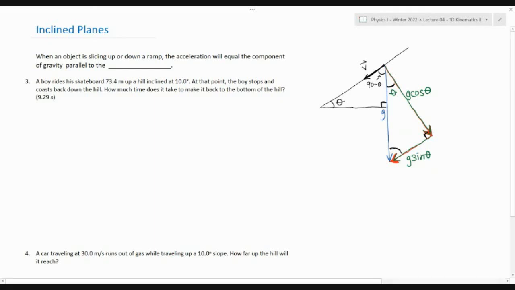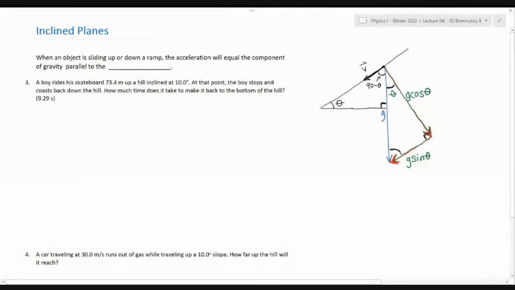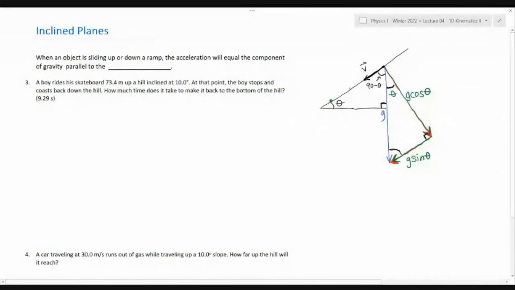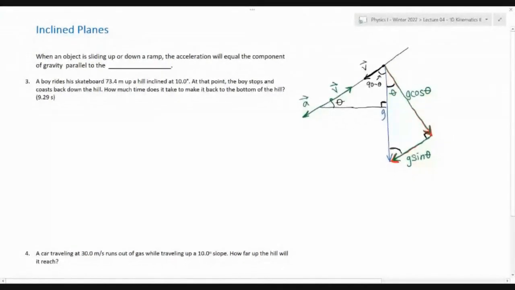Okay, g cos theta is perpendicular to the motion of the object. That acceleration there is not helping the object move down the ramp, right? It's not the component of acceleration that we care about when we're using kinematic equations. It's the g sine theta. That's the acceleration that's making it accelerate down the ramp. Even if the object is moving up the ramp, so even if the velocity is going up the ramp, the acceleration is still going down the ramp, right? Because gravity pulls things down. It doesn't pull things up.